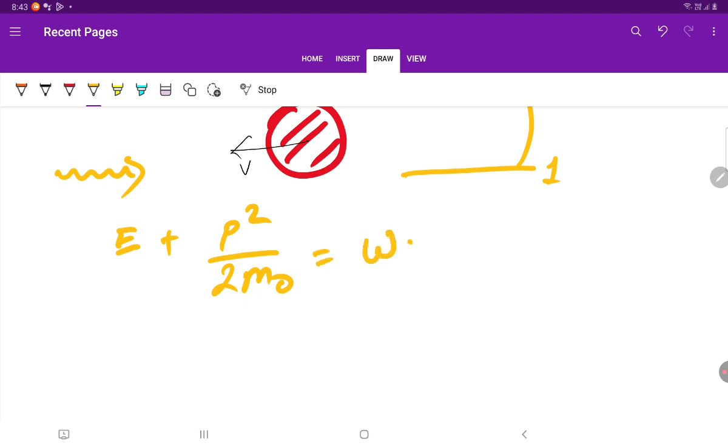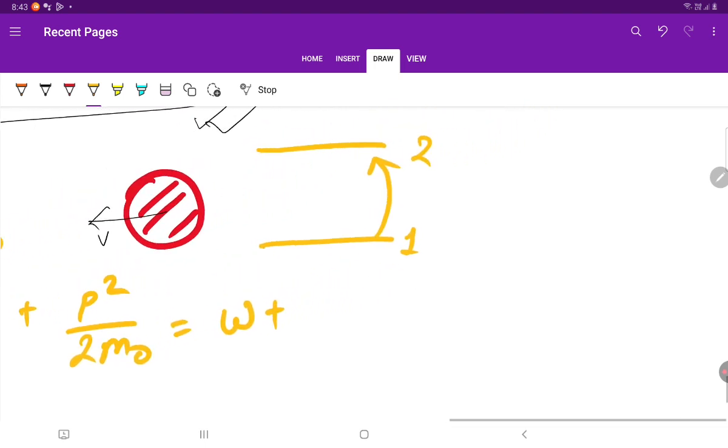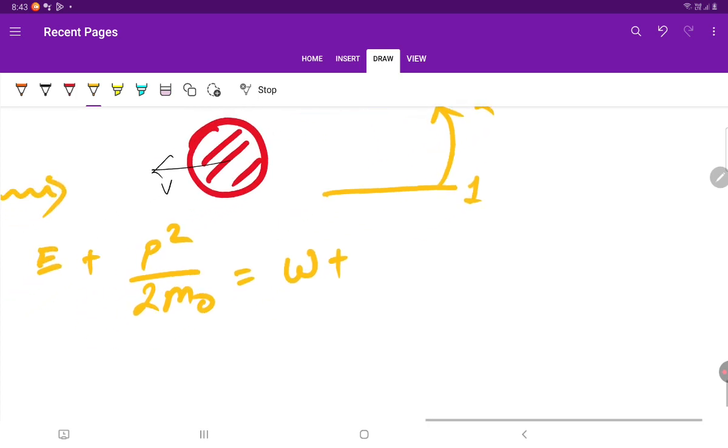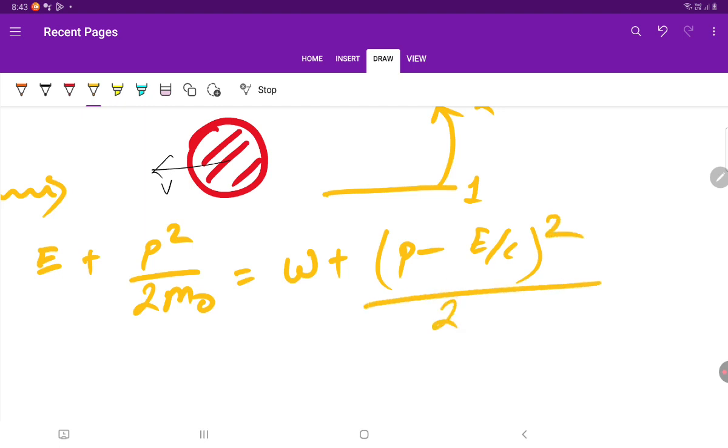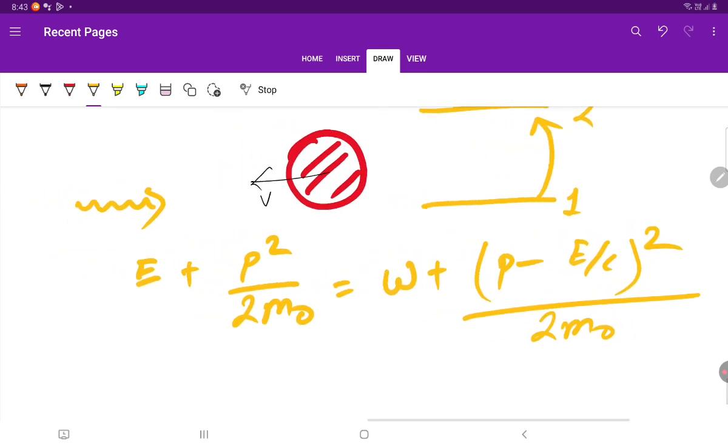Is equal to W. Now this energy transition occurs: W plus (P minus E by C) whole square upon 2m naught. So basically this will be the new momentum. What will happen by momentum conservation, and we assume that this velocity is in the opposite direction to the photon. So the initial momentum is p. Now p is equal to p dash, p minus e by c is equal to p dash. So p dash is equal to p minus e by c. This will be the kinetic energy in the later case.